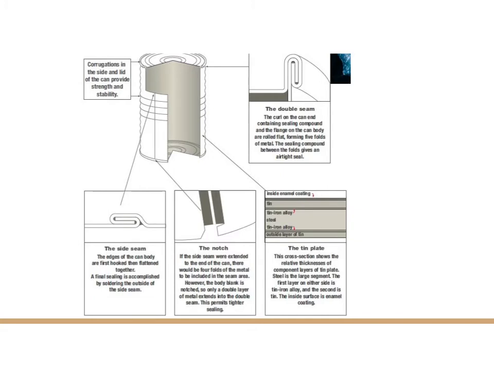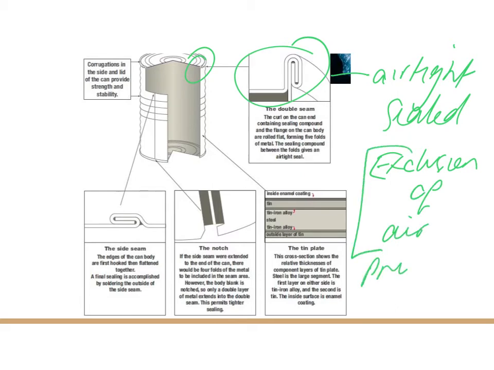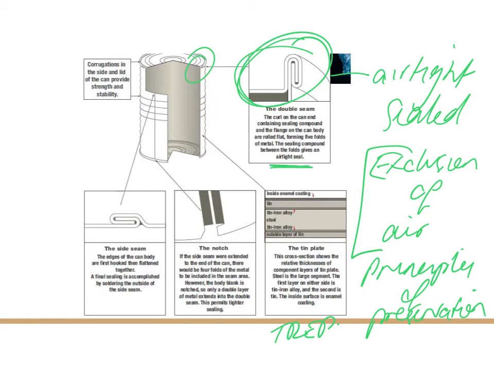Now, another important point to know is that the top of the can has a double seam. So I'll just delete this text so that you can see that really clearly. As I was saying, the double seam is basically that curl at the top of the can, and this does enable the can to be airtight sealed. So when we talk about those principles of preservation, the exclusion of air in a can is definitely one of the principles of preservation that can be applied when canning. It's important that you've got that written down, because if you get a question about canning and you're trying to apply that TREP acronym, you can definitely refer to that double seam on the outer layer of the can and the fact that it does produce an airtight seal and extends the shelf life of food.